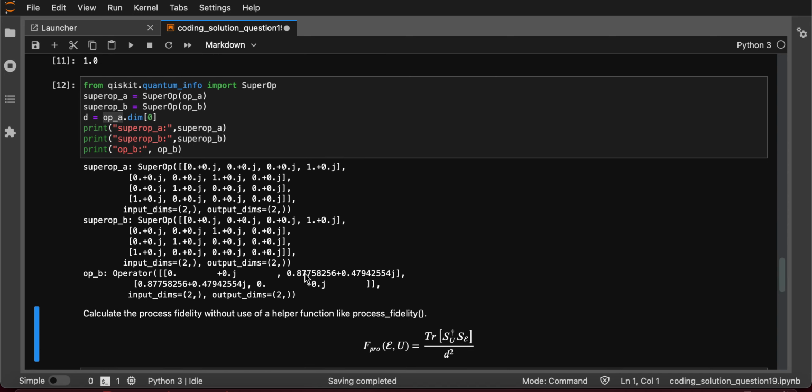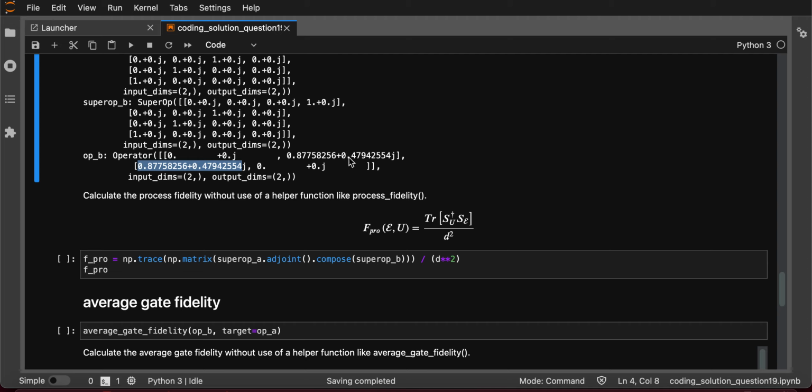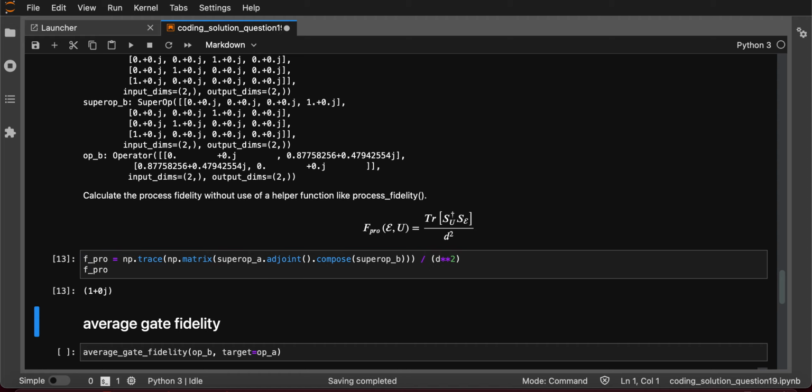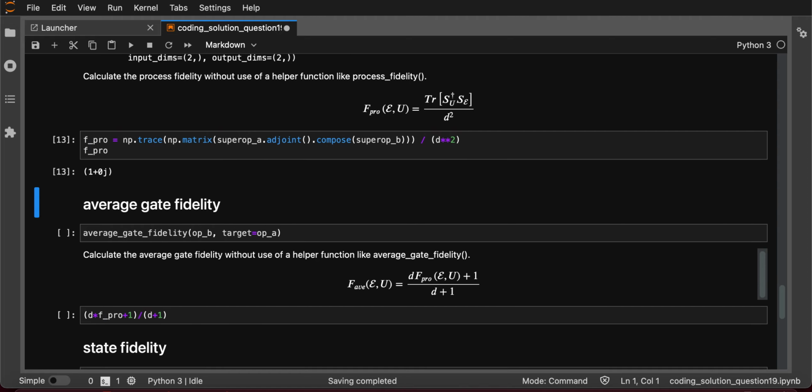And interestingly enough, even though the operator B has this global phase complex number factor for the 0, 1, 1, 0 part of its elements, we don't see any global phase in its corresponding superoperator. And it's the same as superoperator for A. They're the same. So this trace, this product, should equal to the identity. And the trace of the identity is equal to its dimension. So that would be a 4 by 4. So we get a 4 on top. And D squared is also 4. Computing that here with this code shows us we get a 1, just like expected.